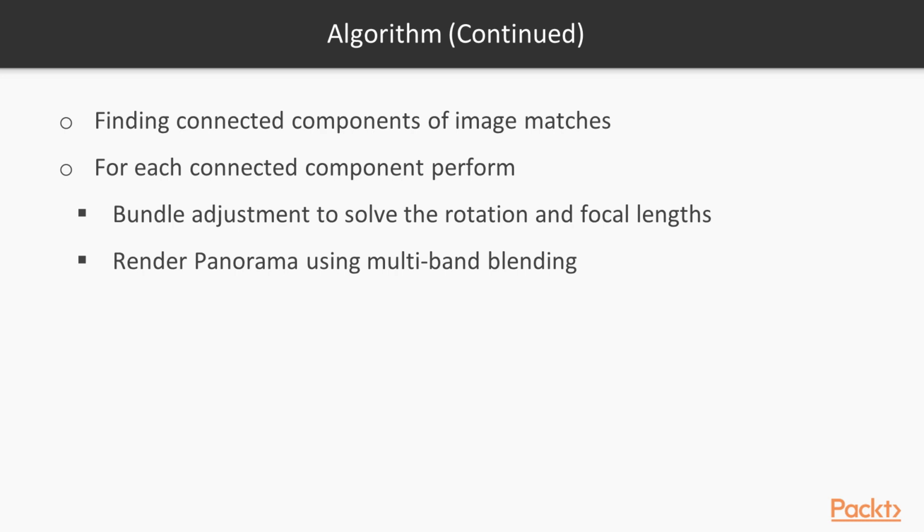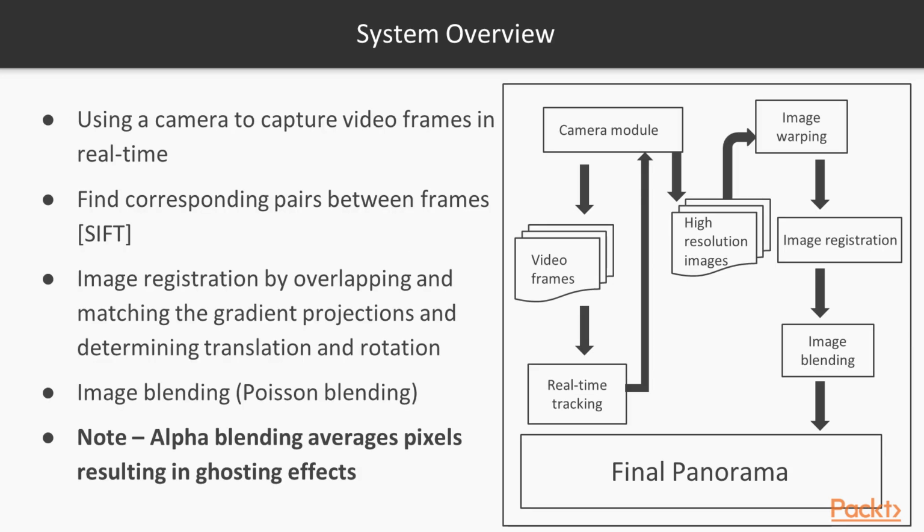Now that we have seen a generic algorithm behind building an image stitching pipeline, let's have a glance at the system perspective of the problem. As a first step, we'll find corresponding features between frames, and then we'll be performing image registration by overlapping gradient projection and determining the translation or rotation, which is the homography step. And after performing bundle adjustments for better results, we finally blend the images. Let's see an example in a notebook in which we retrieve SIFT features across successive frames.